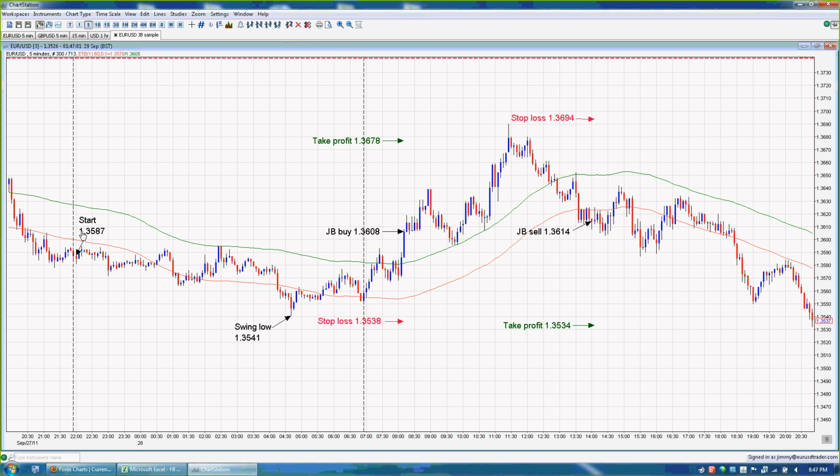But you see, here's our start of the day, and this is where we started trading. This is where we got our first signal. This is where we exited our first signal. This is where we got our second signal. This is where we exited our second signal.